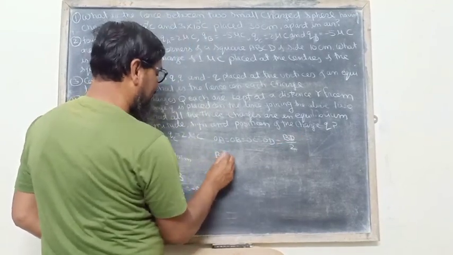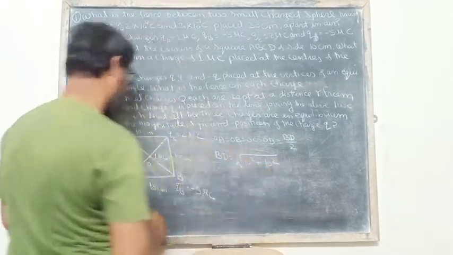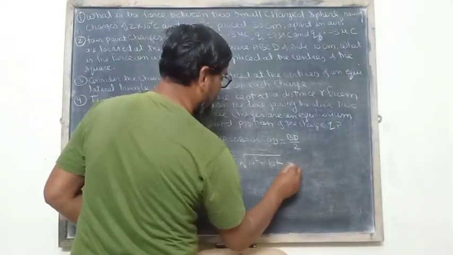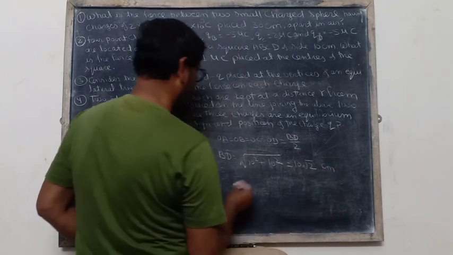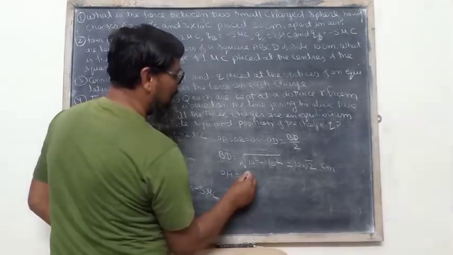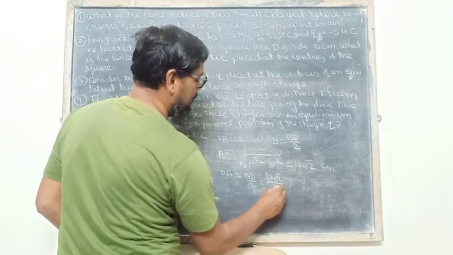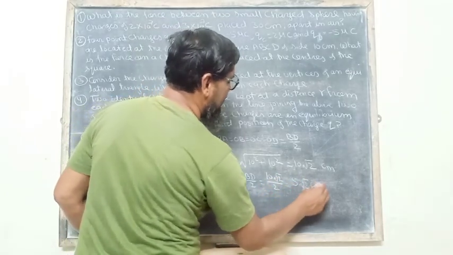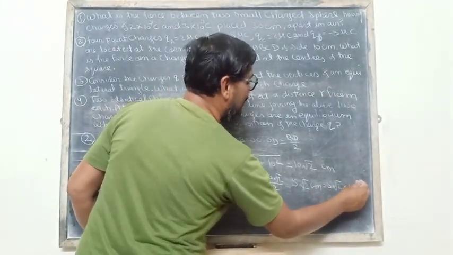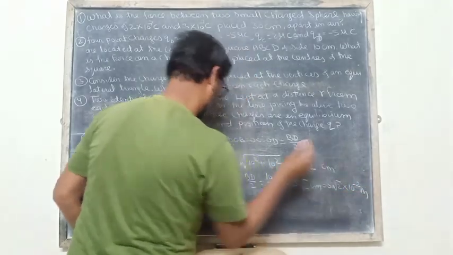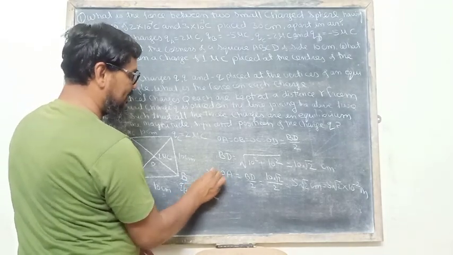For the value of BD, from Pythagoras theorem, under root 10 square plus 10 square, it will be equal to 10 root 2 centimeter. OA is equal to BD by 2, means 10 root 2 by 2 is equal to 5 root 2 centimeter, or 5 root 2 into 10 raised to the power minus 2 meter. This is the value of OA, OB, OC, OD, and we can consider it R.